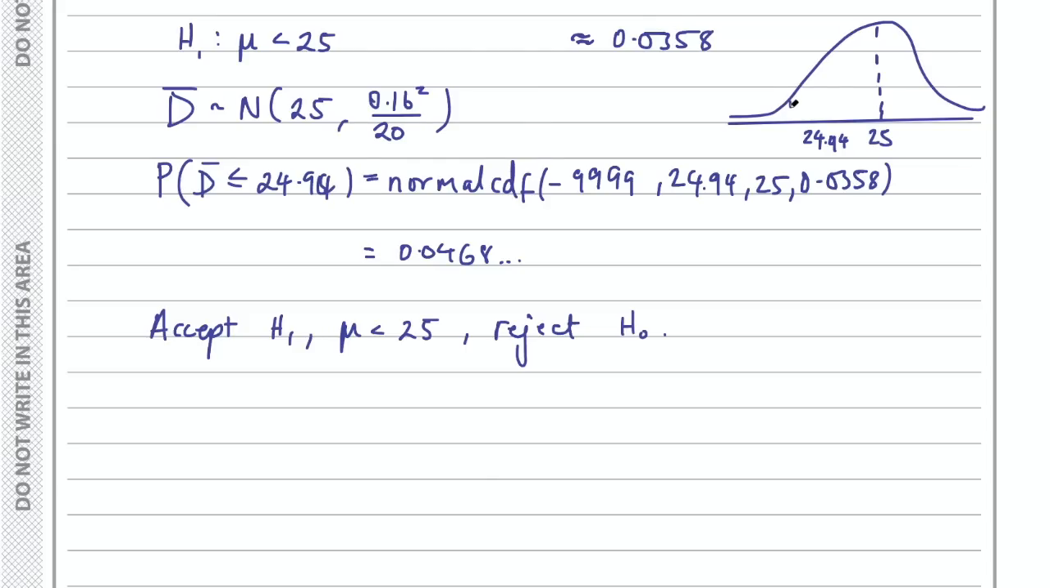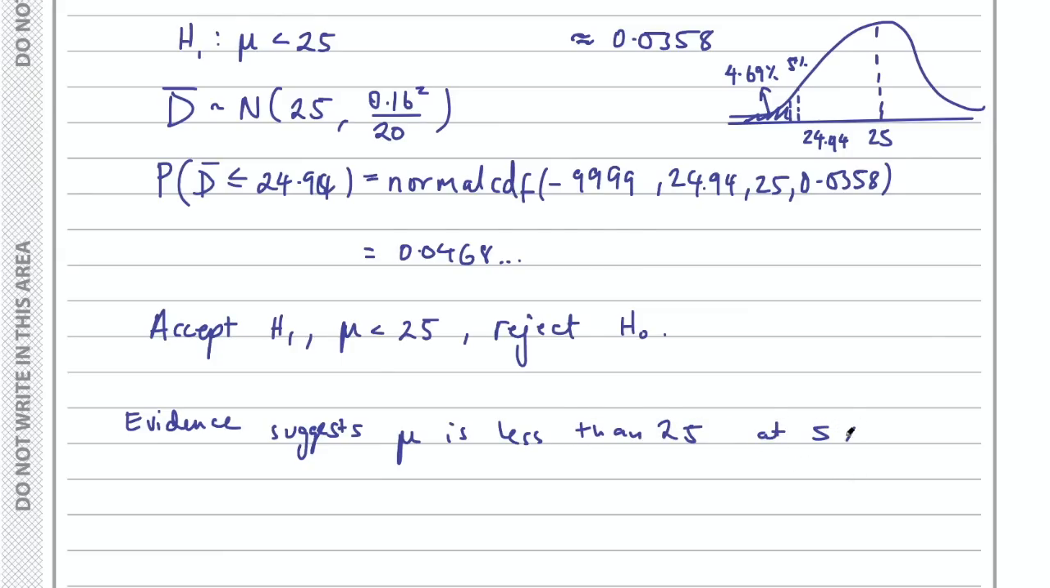Just to be clear, this probability of getting this mean was about 4.69%, and we had a significance level of 5%, so it's less than that. So we accept the alternate hypothesis, and let's just finish this off. Let's say the evidence suggests the population mean is less than 25 at the 5% significance level. So there is sufficient evidence to support Hannah's belief.